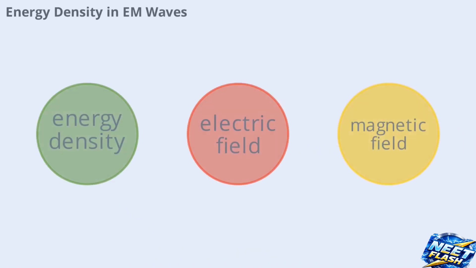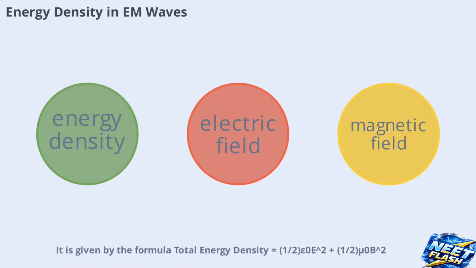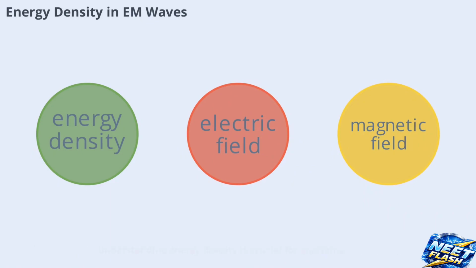Energy density of electromagnetic waves is the sum of the energy stored in the electric and magnetic fields. It is given by the formula: total energy density equals 1/2 ε₀E² plus 1/2 B²/μ₀. This energy is distributed equally between the electric and magnetic components. Understanding energy density is crucial for analyzing the power and intensity of electromagnetic waves.